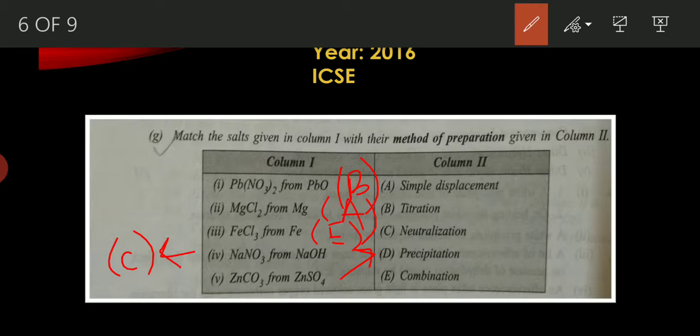And the last is zinc carbonate, which is obviously the leftover, that is precipitation. Zinc carbonate from zinc sulfate. Precipitation. There will be a precipitate of zinc carbonate. Clear? Okay.